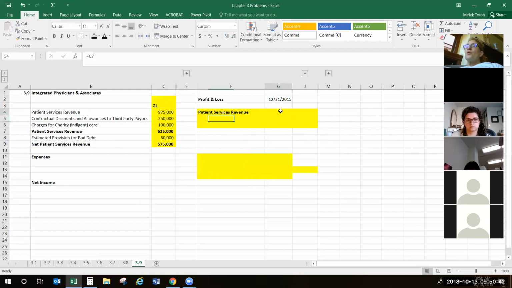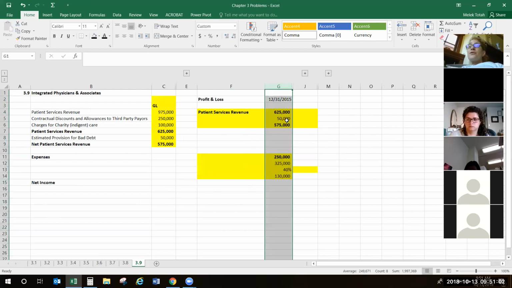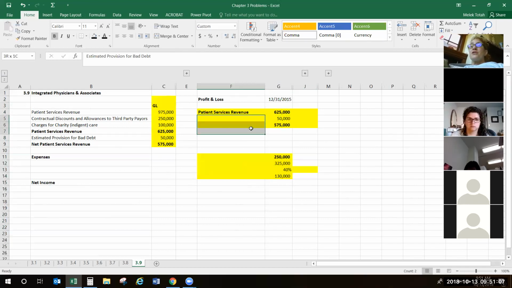Okay, because what you don't want to do is inflate your revenue. If you've already made the decisions to commit to lower pricing for indigents and for other contracts, you have to show that pricing as your revenue. So your first thing you're going to show is your 625. You're going to show the 625 as your starting point, okay? And then you're going to add your provision for bad debt, because we've talked about that before. You still would show that, and then you've got your net number, right?